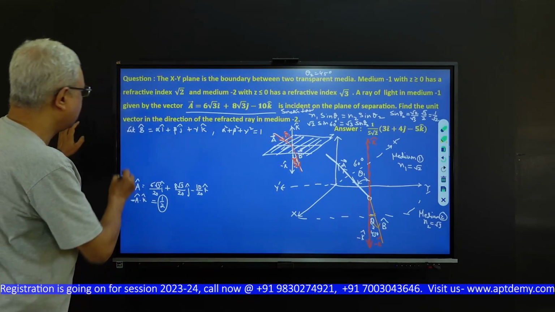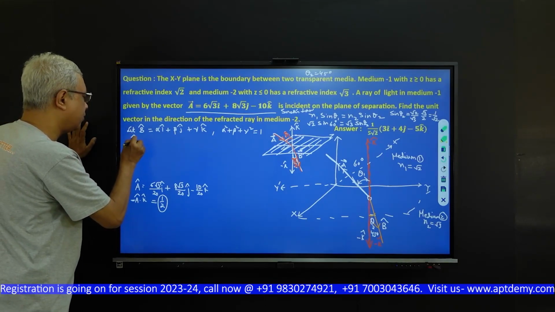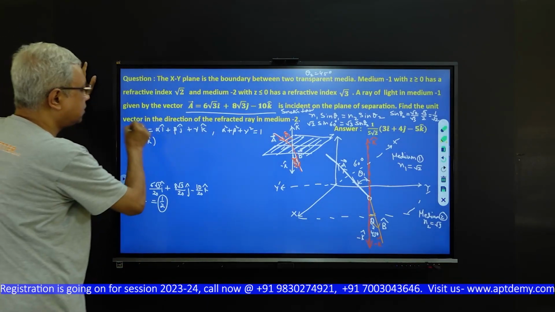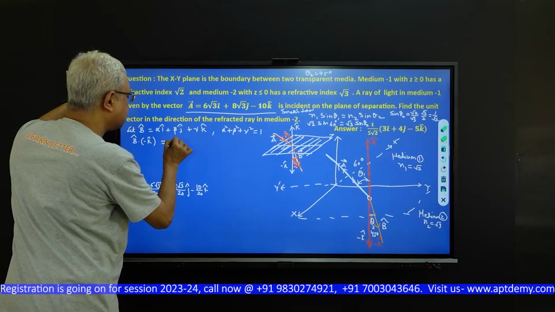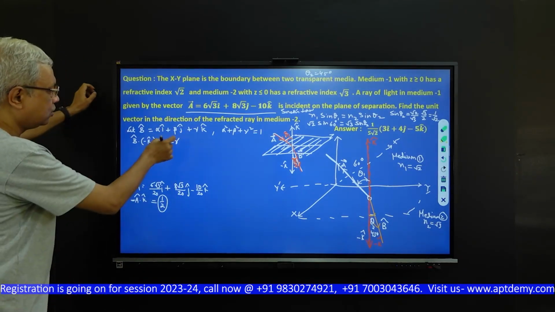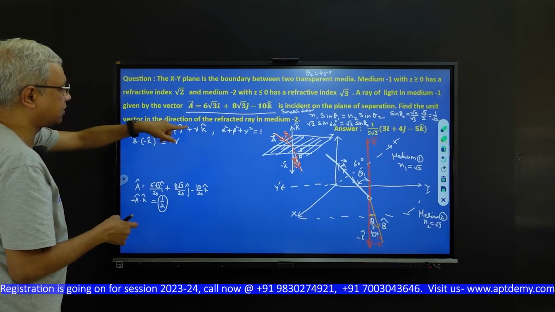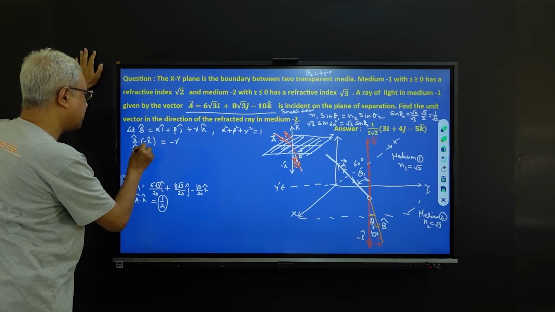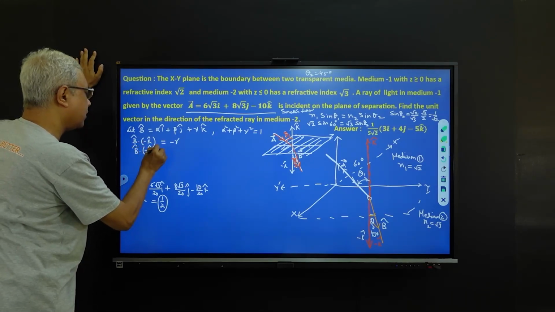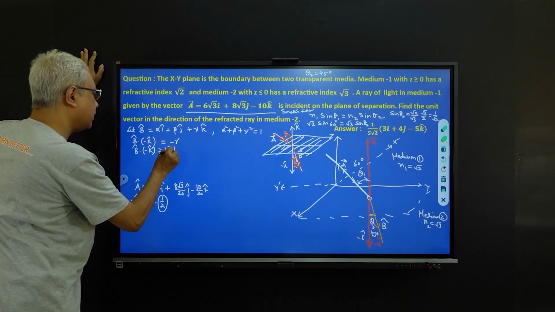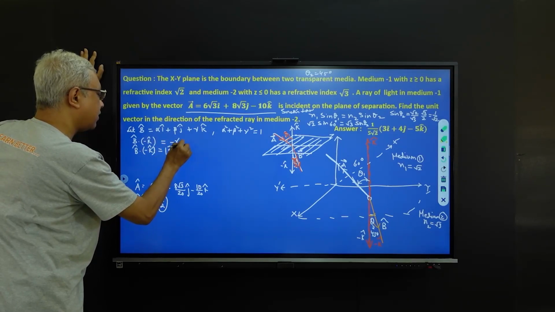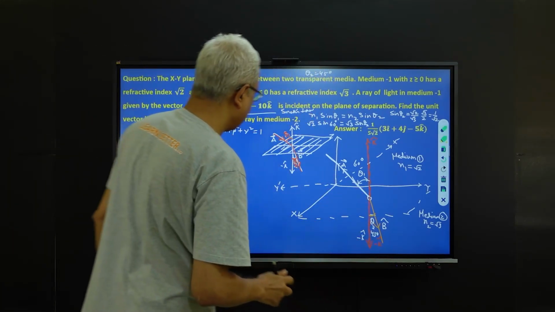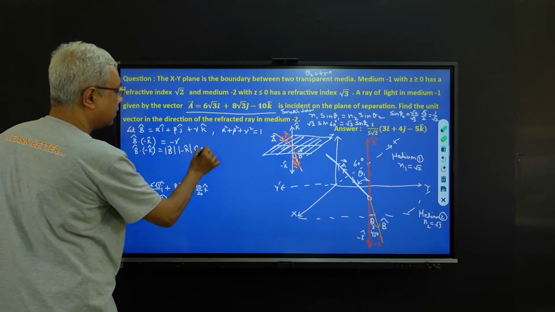So b cap dot minus k cap is how much? Simply it is minus gamma. Also we can write b cap dot minus k cap as magnitude of b cap into magnitude of minus k cap into cosine of the angle between minus k cap and b cap, which is nothing but the angle of refraction. This is theta.